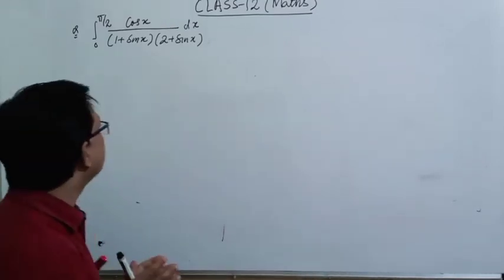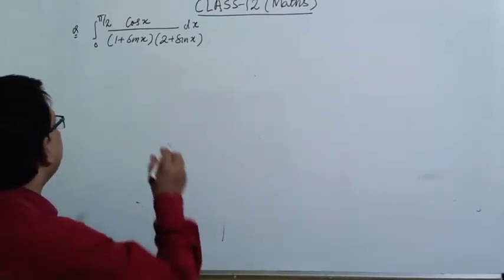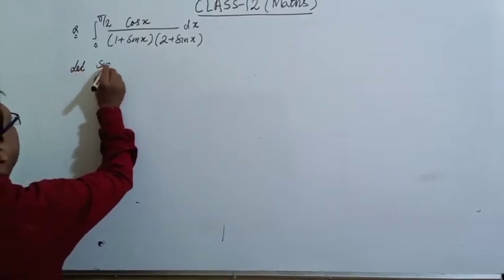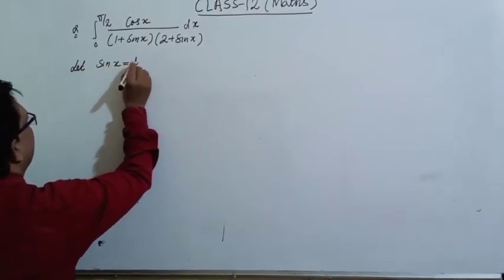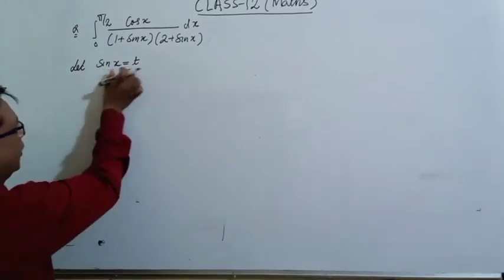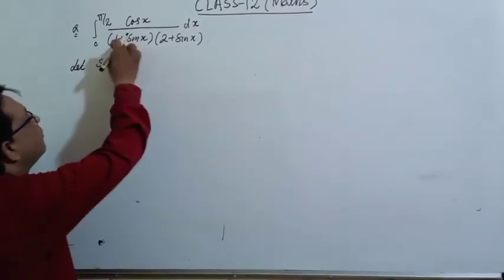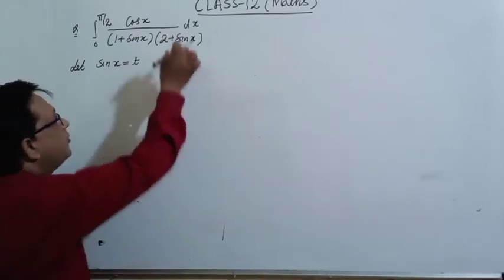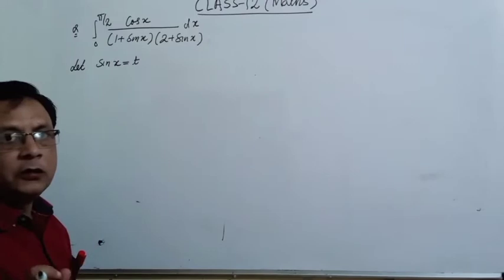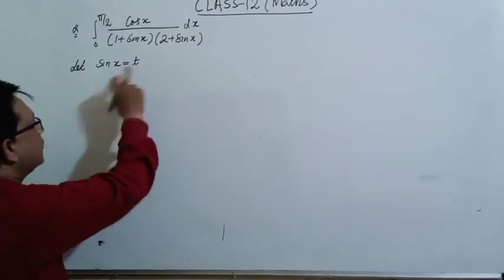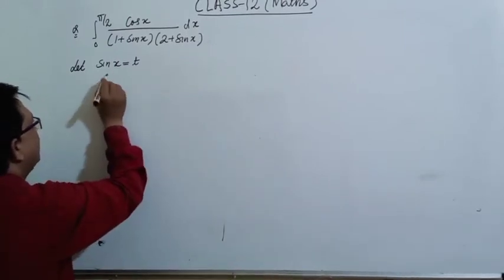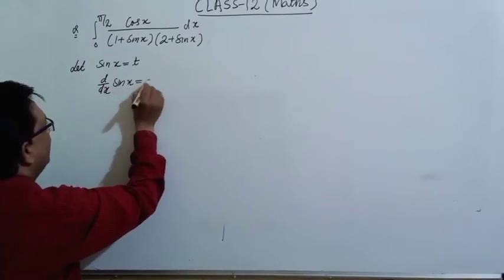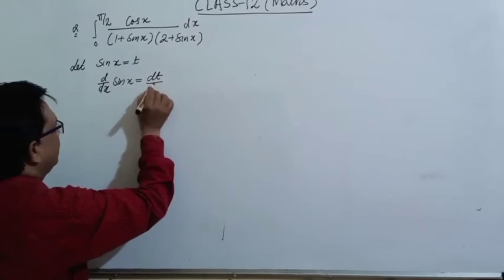So here we also substitute, let sin x is equal to t. Okay, if we substitute sin x is equal to t, then the whole function is changed in respect of t. So in place of dx we need dt. For that we differentiate the function on both sides. So differentiating, d upon dx of sin x is equal to dt by dx.